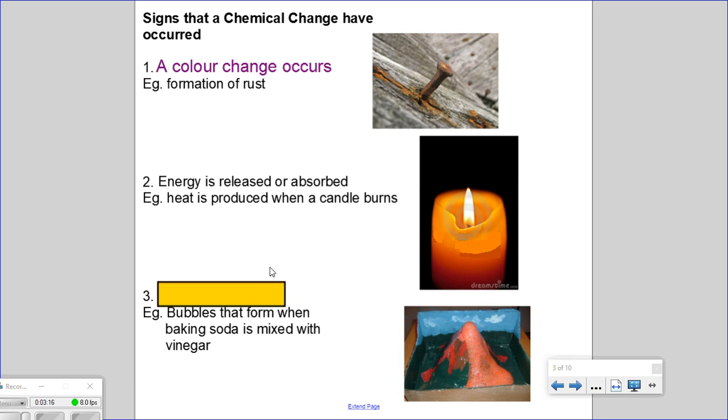The third sign that a chemical change has occurred is that gas is produced. For example, bubbles that form when baking soda is mixed with vinegar. That gas being produced is an indication that a reaction is occurring.